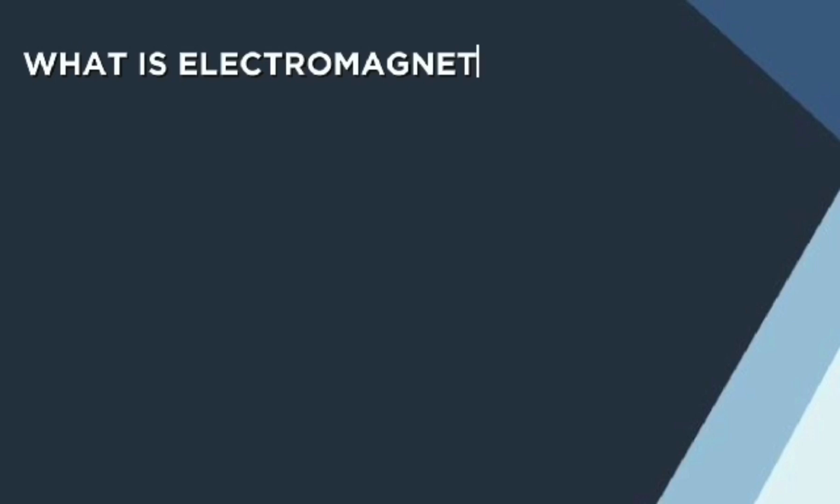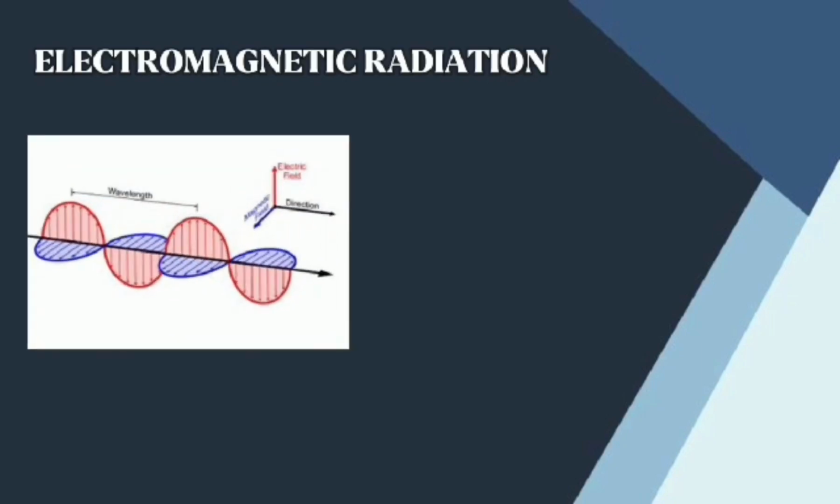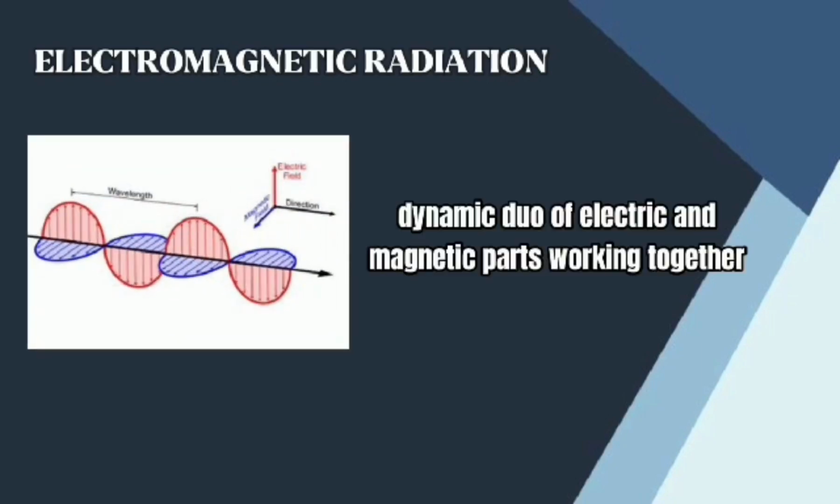So what is the electromagnetic spectrum? The electromagnetic spectrum is a range of all types of electromagnetic radiation. When we talk about electromagnetic radiation, it is the dynamic duo of electric and magnetic parts working together to travel through space. It is the reason we have light, heat, and more. So now let us look into the uses of electromagnetic waves in our daily lives.